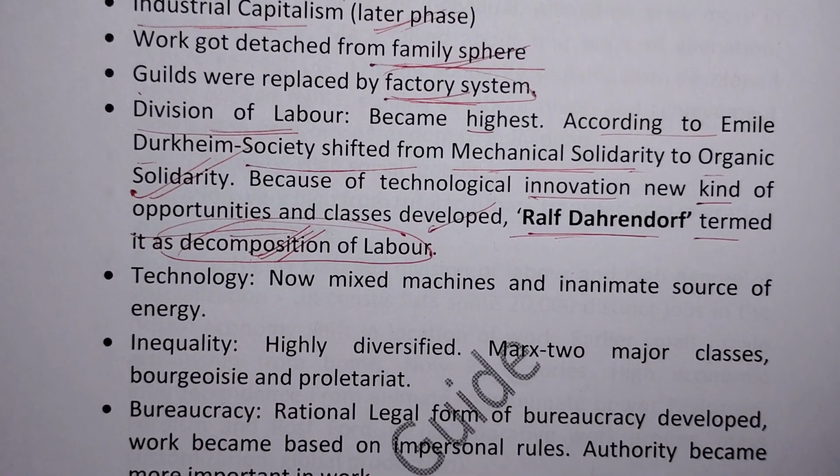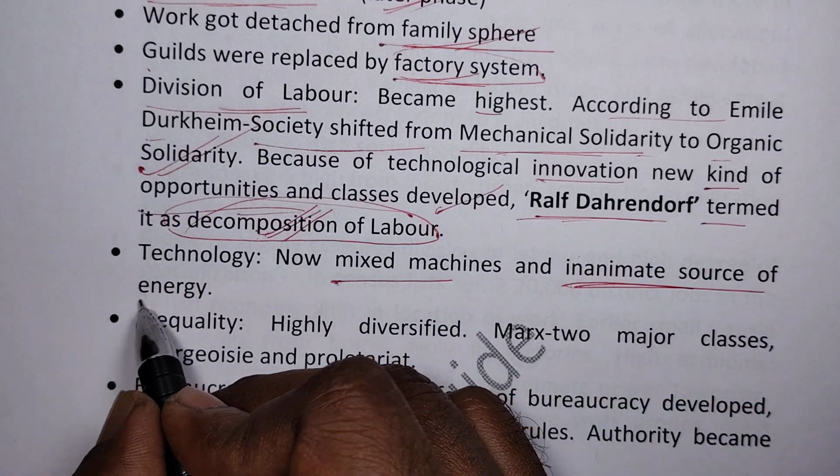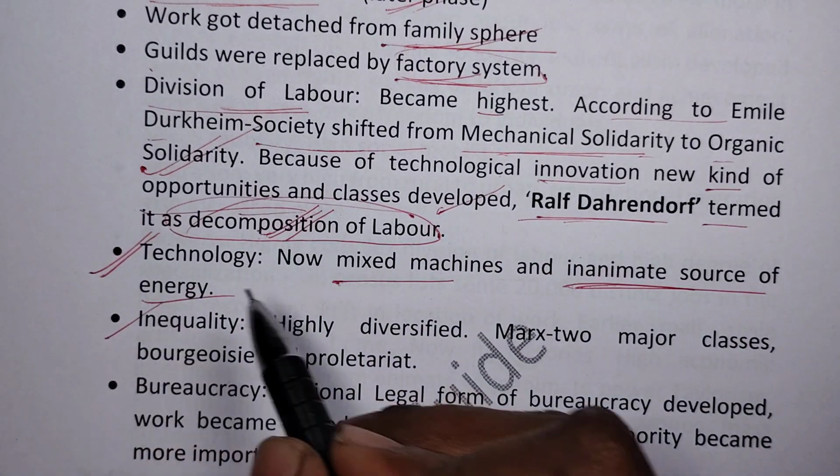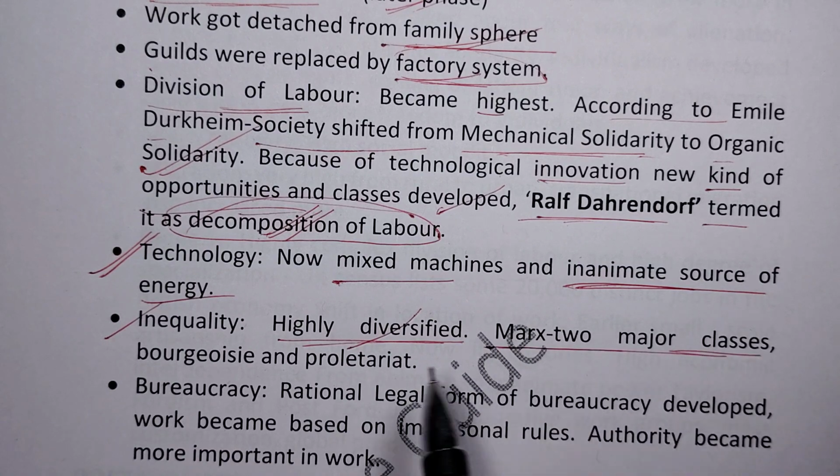Technology now makes machines an inanimate source of energy. Inequality became highly diversified. Two major classes, bourgeoisie and proletariat, developed according to Marx.